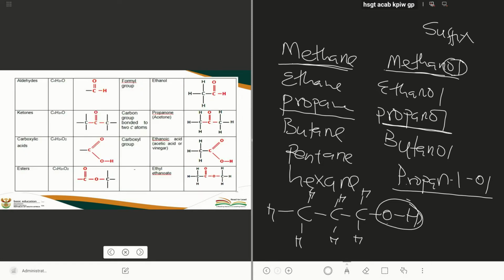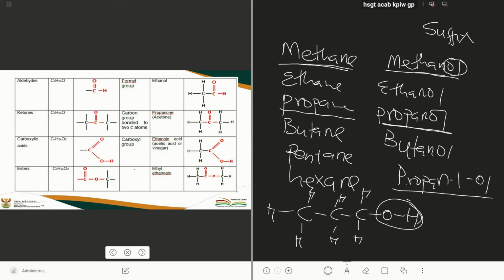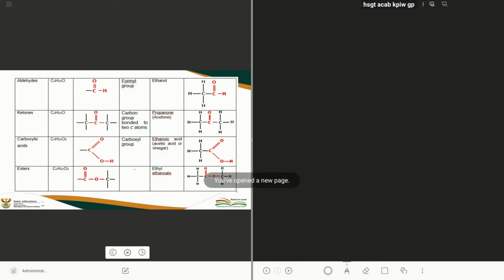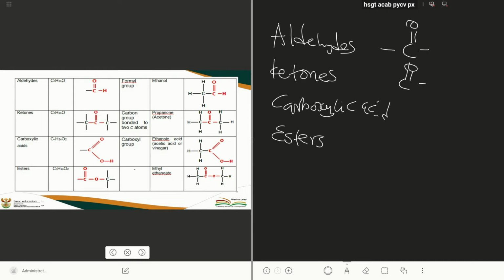The remaining functional groups are very interesting, all of them. I will do them all at the same time. We have aldehydes, ketones, carboxylic acids, and esters, as written there. All of them have something in common: they all have a C double bond O. All of these homologous series have C double bond O.